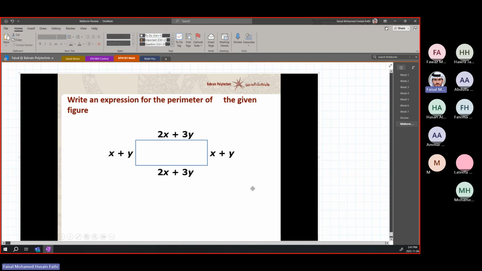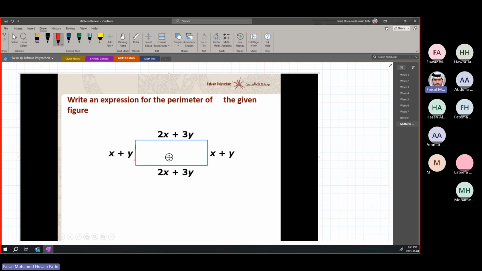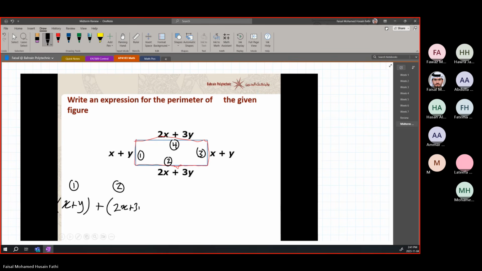We need to find the perimeter. As I said, the perimeter is the sides. These sides are known as the perimeter. So let's call this 1, 2, 3, 4. So 1 is x plus y, plus 2, which is 2x plus 3y, plus 3, which is again x plus y, plus 4, which is again 2x plus 3y.